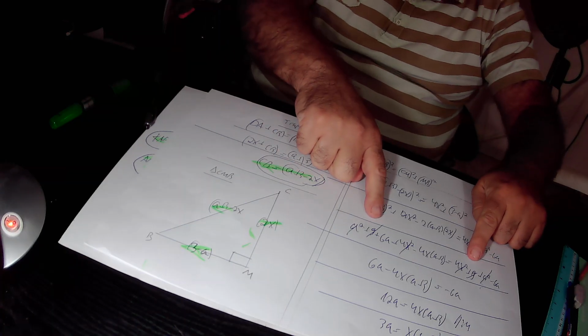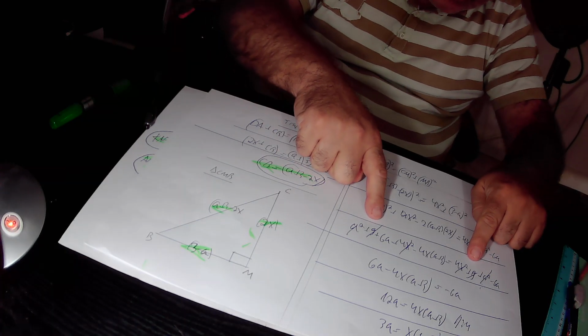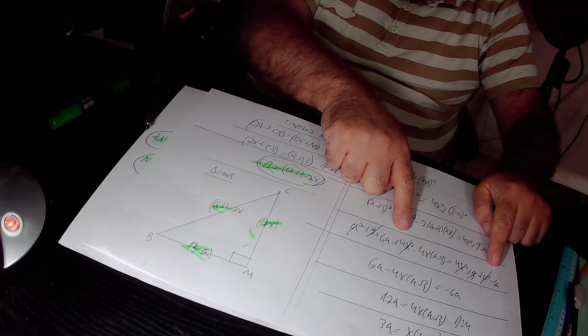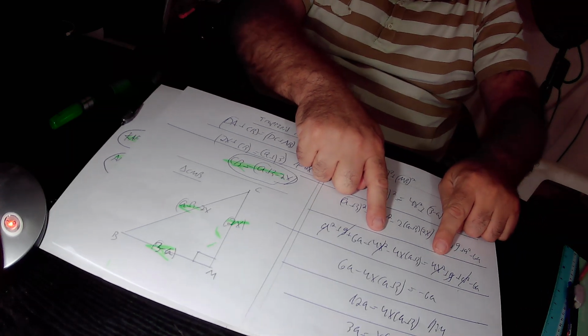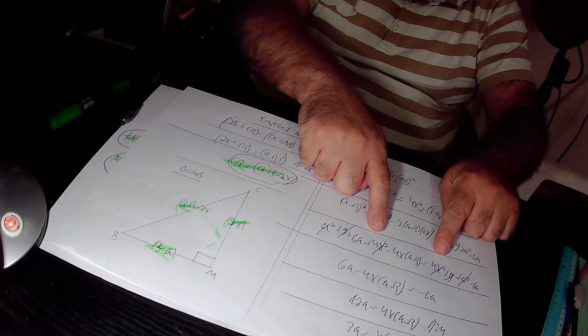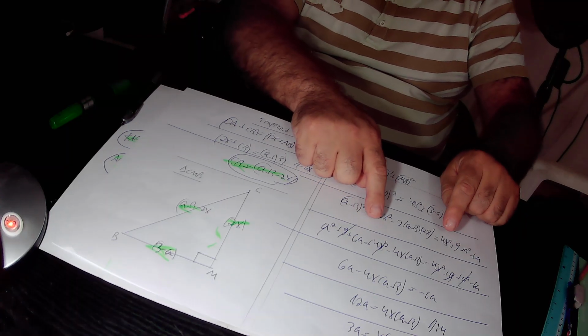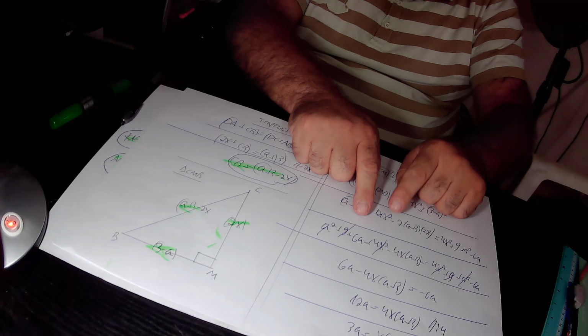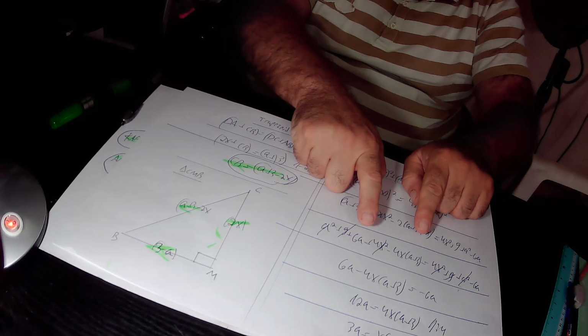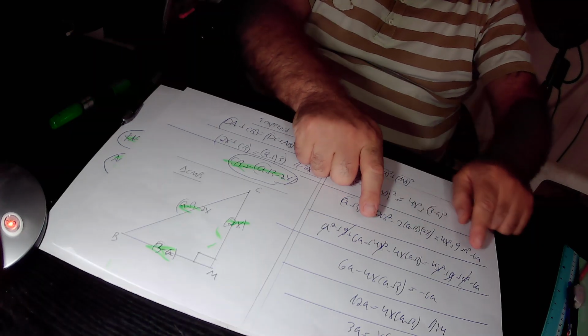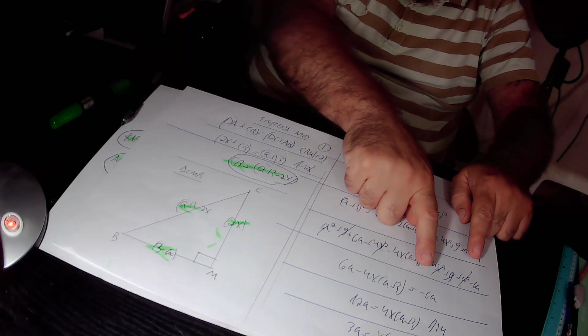We have 9 on both sides of this equation, so 9 also will get cancelled, and finally we have 4x squared on both sides of this equation, so 4x squared also will get cancelled. After we cancel all those expressions, on this side of the equation we are left only with 6A minus 4x times A plus 3, and on the other side of the equation we are left only with 16A.